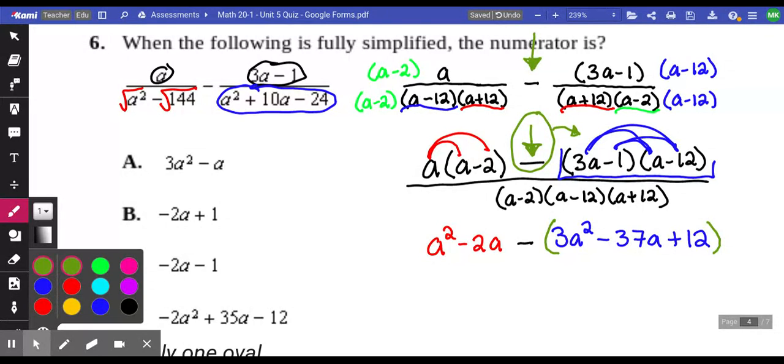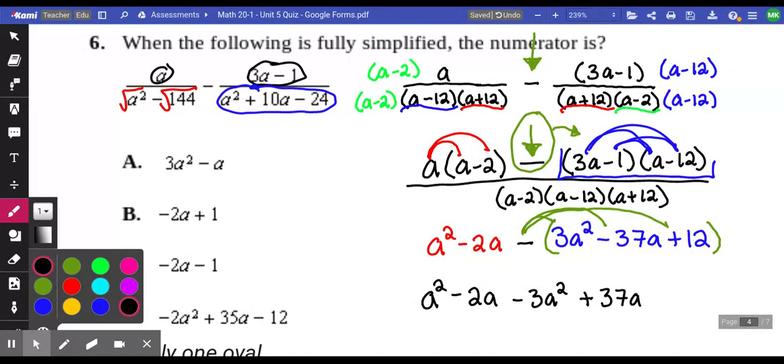Anyway, that negative symbol has to go into all those things in the blue. So there's still brackets around that blue polynomial. And then the negative has to go to each term and change the symbols so that you actually get a squared minus 2a minus 3a squared plus 37a minus 12, divided by that common denominator: a minus 2, a minus 12, a plus 12.